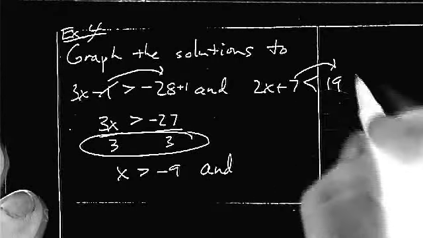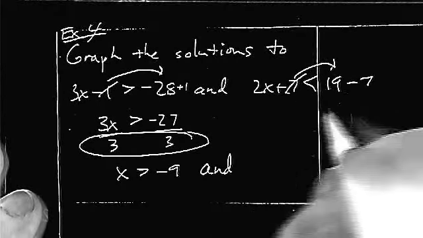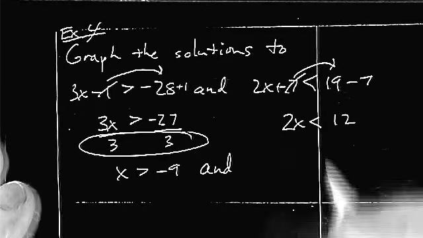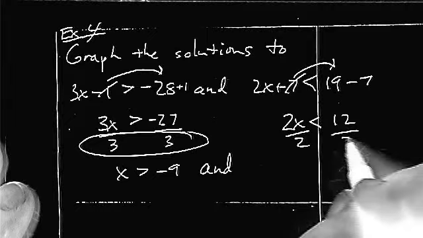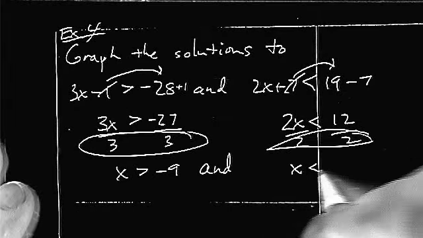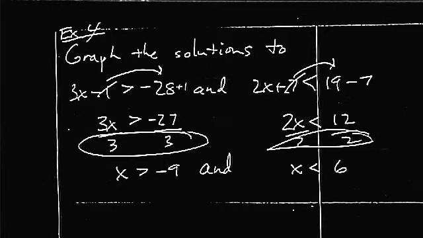Over here, we're going to push that to the other side, subtracting 7, giving 2x is less than 12. Obviously, we're dividing by 2 on both sides. Once again, that number is positive, so x is less than 6. And no, I did not need to switch the signs.